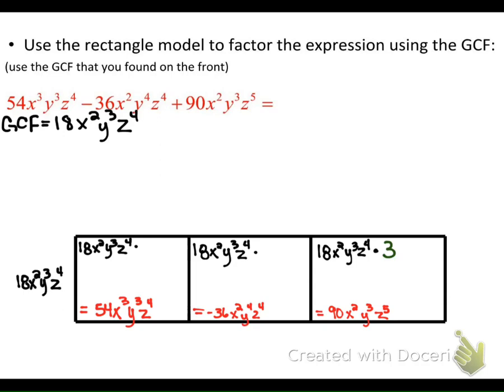How many more x's do I need for my width? 1. Oops. Put that in the wrong one, didn't I? So 3. I need 1 more x. What about for y's? Do I need any more y's? No. Do I need any more z's? No. So the width of this first rectangle is 3x.